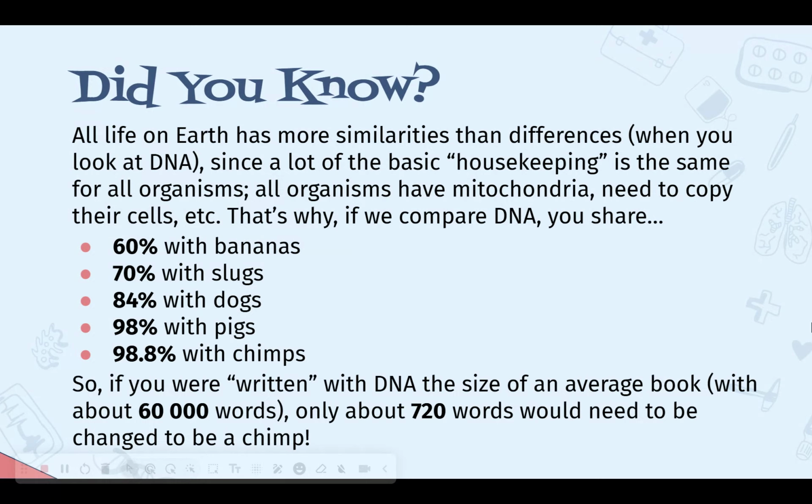It means that if we were written by DNA the same way a book is written, with an average of about 60,000 words in a book, only 720 of those words would need to be changed in your book to become the book that is written for a chimp. It's just a way of you realizing how close we are to so many other forms of life on the earth and how much we can learn about ourselves by studying those other organisms.